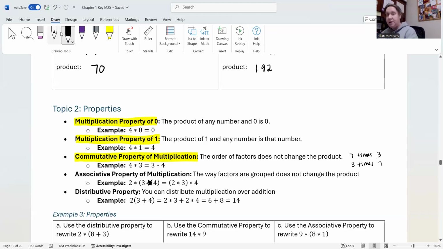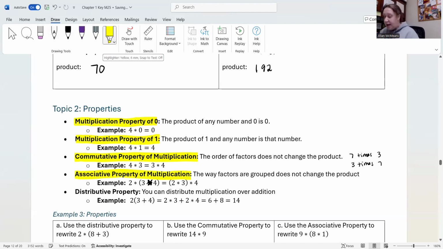Well, on the right-hand side, we have 2 times 3 first. That tells me, since that's in parentheses, we want to multiply it to start. So 2 times 3 is 6. Then multiply it by the 4 outside parentheses. Again, we get 24. So just like with addition, the way we group factors isn't going to change our product. Okay, so that's the associative property of multiplication.